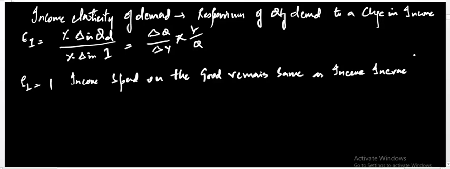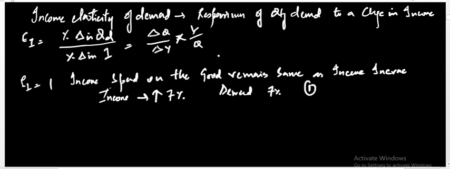Say for example, the income of the household increases by 7%, and the demand for the commodity also increases by 7%. So in this case the income elasticity is going to be 1.